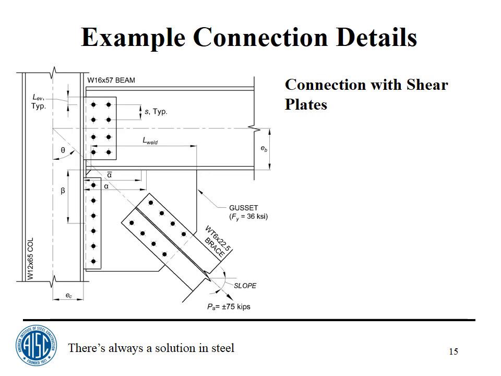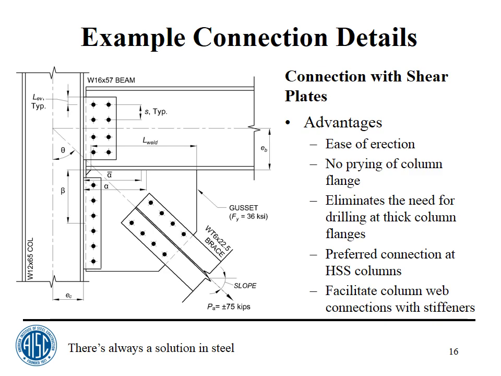The second type of connection, second detail that's common for bracing connection is the shear plate, or the shear tab. This particular picture shows a conventional shear tab, by that I mean a single column of bolts between the gusset and the column, and an extended shear tab between the beam and the column. What are the advantages of this type of connection? I'd say the main advantage of this type of connection is ease of erection.